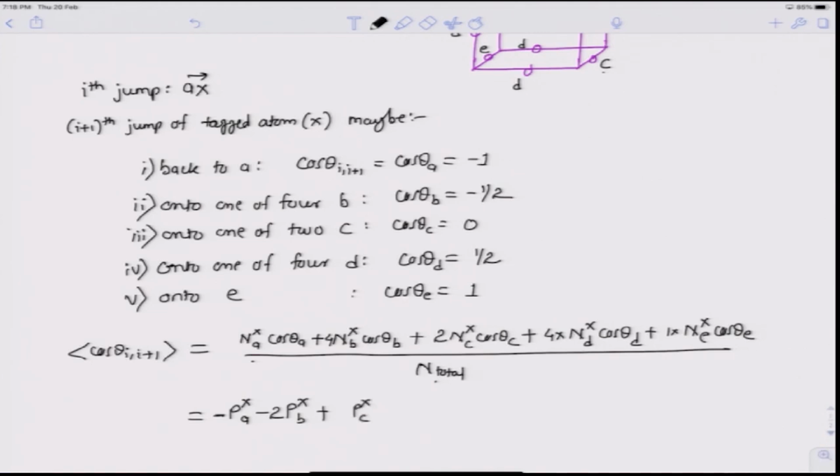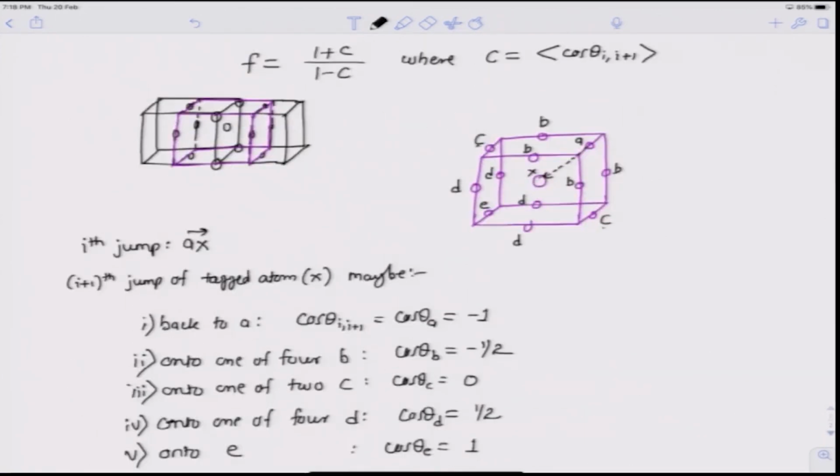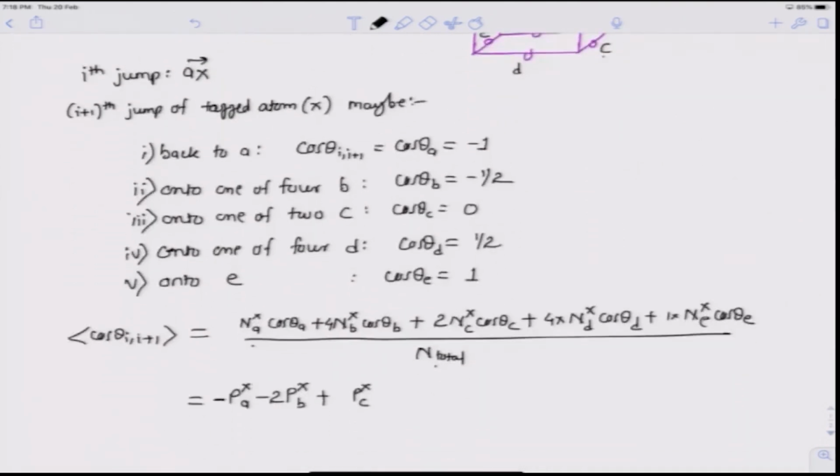plus P_xC is the probability that the X atom makes the (i+1)th jump to one of the C sites, and there are 2 such sites, but cos theta C is 0. Similarly, we can write for P_xD and P_xE, cos theta for D is half. So, this will be 2 P_xD plus P_xE.